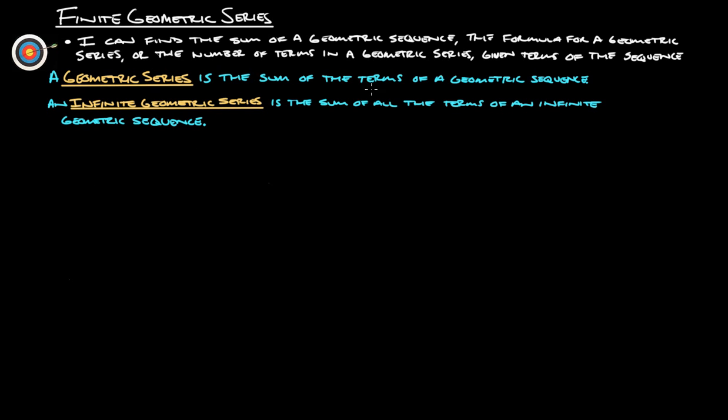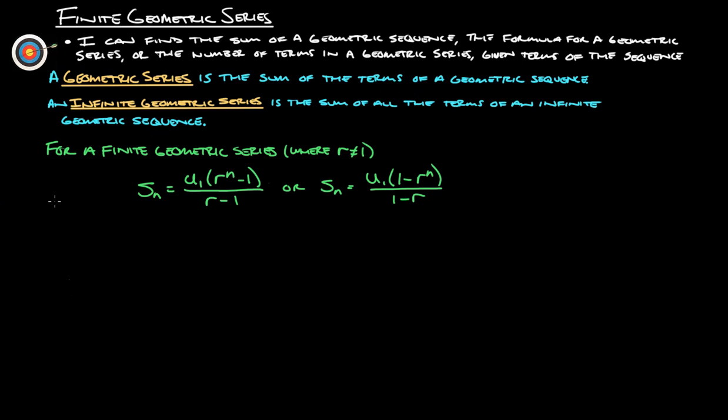A geometric series is the sum of the terms of a geometric sequence. An infinite geometric series is the sum of all the terms of an infinite geometric sequence, so there's an endless amount of these terms. For a finite geometric series where r, the rate, is not equal to 1, because that would just be the same number over and over again, the sum is going to be either this or that. Really the only difference is that it's the rate minus 1 or 1 minus the rate. These two are basically the exact same formula, just changed around a little bit.